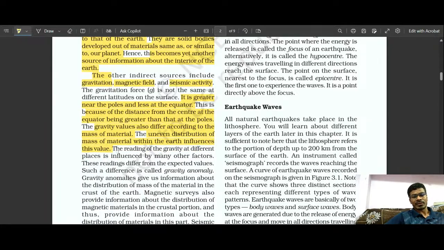The reading of gravity at different places is influenced by many other factors, and these readings differ from the expected value. Sometimes we expect something, but when we go into the actual measurement, we get different results. Such differences are called gravity anomaly.